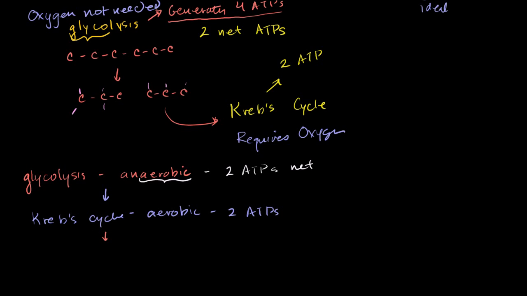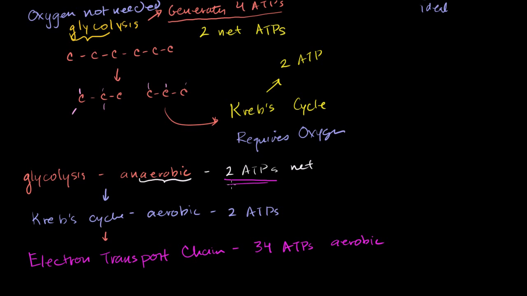Then you have something called, we're using the same colors too much, you have something called the electron transport chain. And this part gets credit for producing the bulk of the ATPs, 34 ATPs. And this is also aerobic. It requires oxygen. So you can see, if the cells weren't getting enough oxygen, you can produce a little bit of energy, but it's nowhere near as much as you can produce once you have the oxygen.